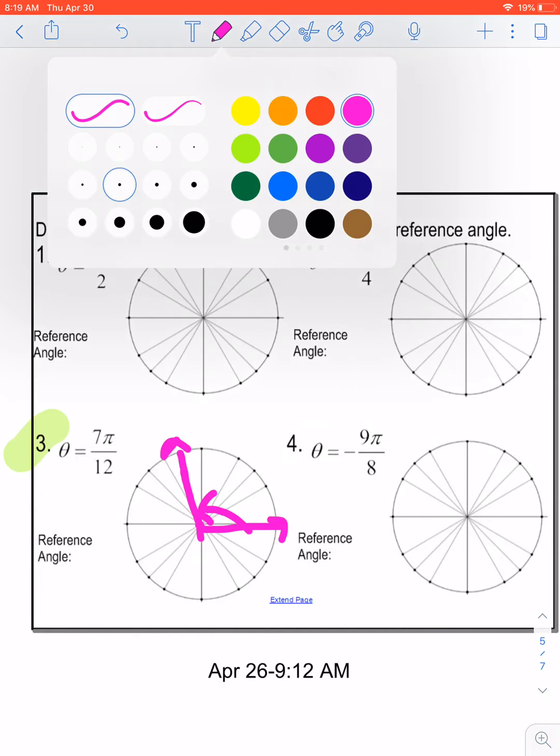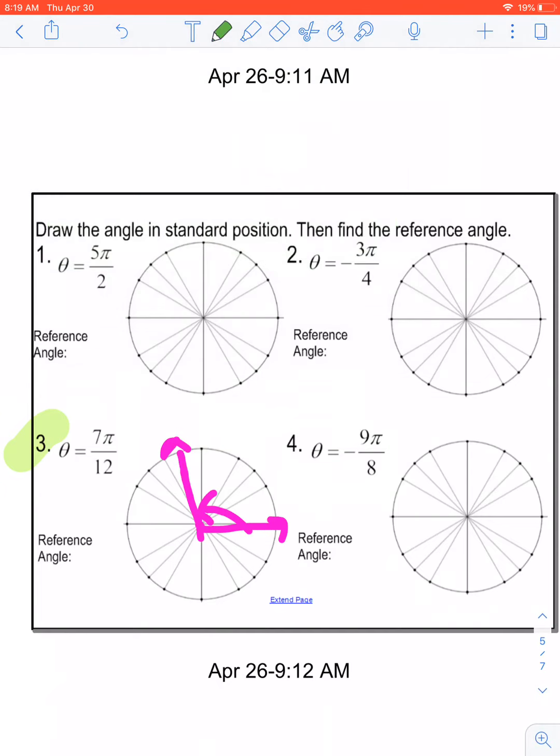So I now want to find the quickest way to my x-axis, which is right here. Okay. It needs to be acute, so I'm going to find the measurement from here to here, okay? And I know that this is 1 pi, so I look at it and say, okay, how can I get 1 pi from 7 pi over 12? How many more pi's do I need? Well, 7, 8, 9, 10, 11, 12.